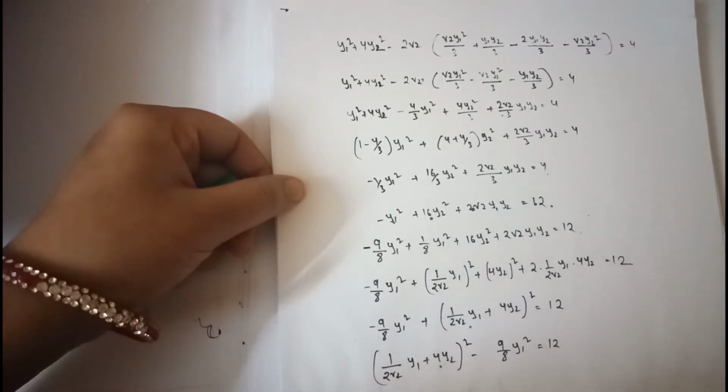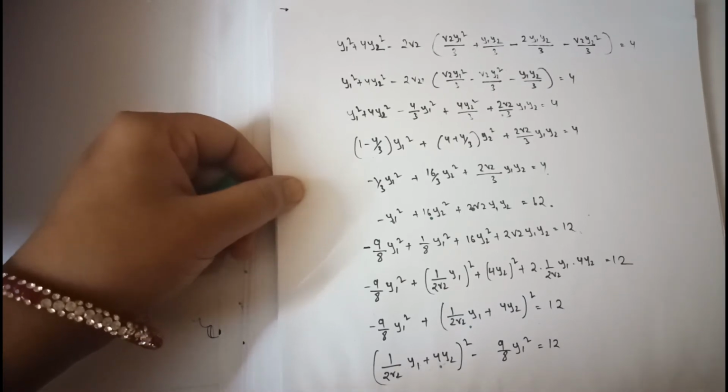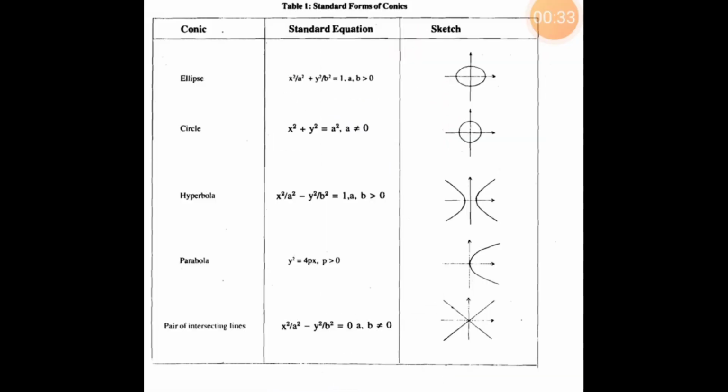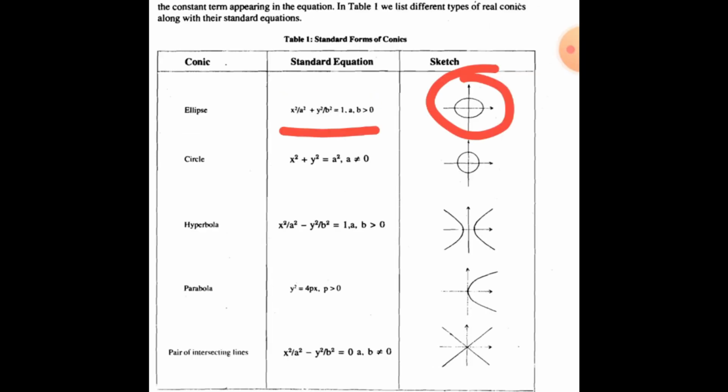Now I have to draw a rough sketch, no? So there are many conditions to draw the rough sketch. Let's have a look at that. So these are the conditions. Look, for an ellipse, the standard equation is x square by a square plus y square by b square equals 1, where a and b should be greater than 0, and this is the sketch.